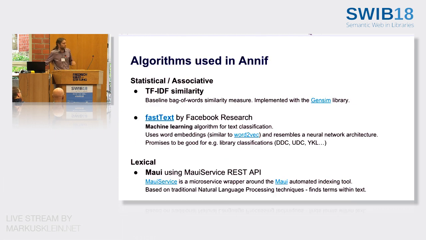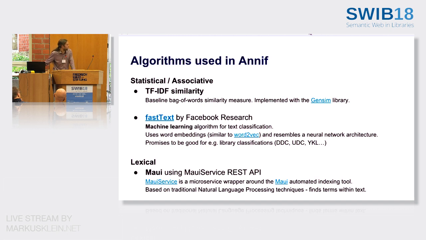In Annif, I've used both kinds of algorithms. There are 2 associative algorithms. One is a very simple TF-IDF similarity calculation, which is similar in spirit to what is done by text indexes like Lucene and Elasticsearch. The other one is fastText, created by Facebook Research. This is a machine learning algorithm for text classification. You give it a bunch of classified documents, and it creates a model, and does fancy stuff like word embeddings, but in the end you can use it to classify new documents.